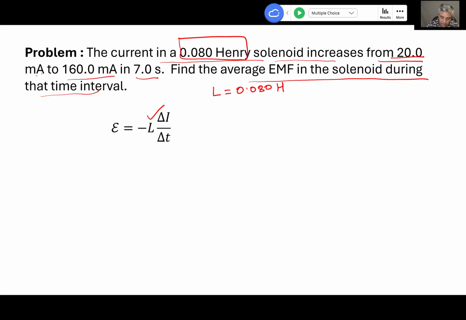And current, it is given in milliampere. So initial current is 20.0 milliampere, so it looks like this is a three significant figure problem. So that becomes 20 times 10 to the power negative 3, not milli anymore, it's ampere. And final current is 160 milliampere, and we can convert that too, and that happened during this time interval.